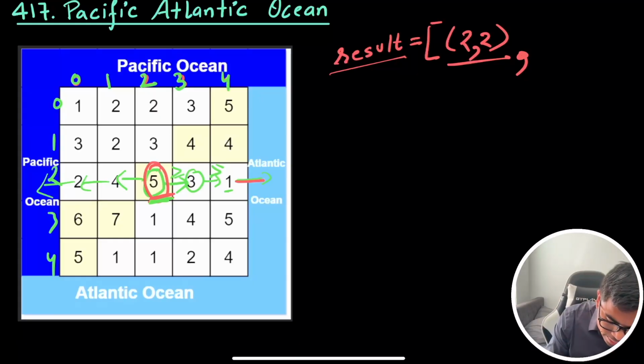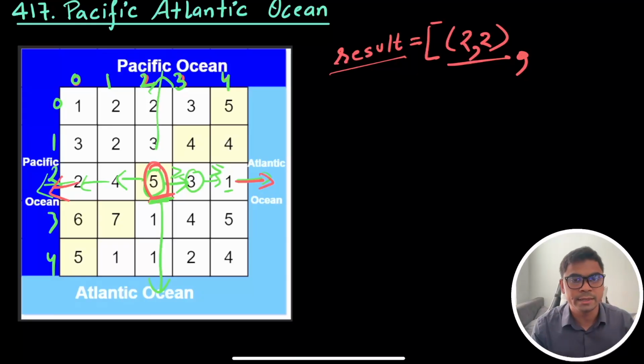So right now we were seeing this way, but there might be another cell, or this cell, even this cell, the water could also flow to Pacific on the top and also bottom in Atlantic. That is it. So what is the brute force approach?